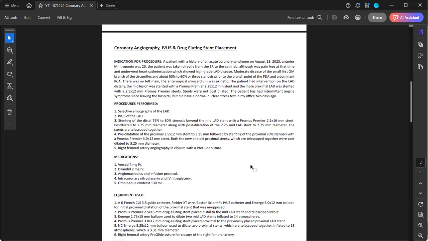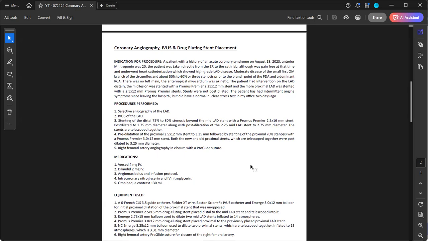So we have a patient here that has a history of acute coronary syndrome, had an anterior MI. Patient was taken from the ER to the cath lab. So we have a prior heart catheterization that was performed that showed that the patient had stenosis. And then during this prior encounter, the patient actually had a stent that was placed. Now the patient is returning with new symptoms since leaving the hospital. So now the patient has been brought back for a procedure.